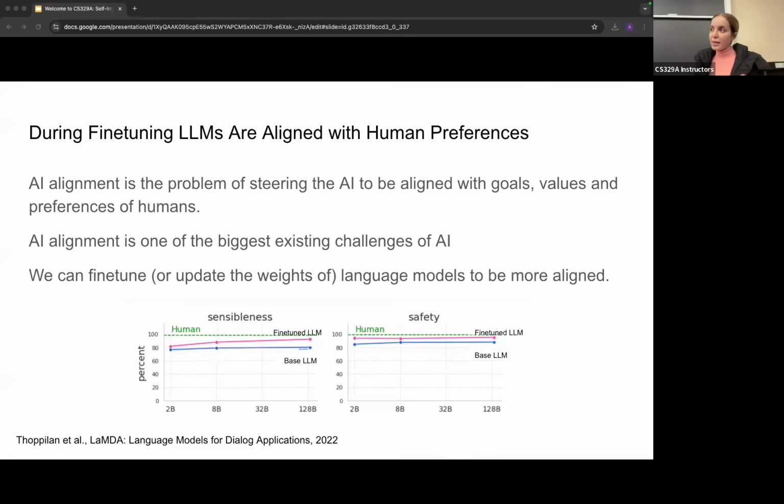But it turns out that we can make huge strides towards this alignment by fine-tuning the model to be aligned with human preferences. For example, in this graph, what we see here is that if we have a base LLM that is just pre-trained, the sensibleness or the safety of the model at each parameter size is much lower than if we start fine-tuning them and bringing in human preferences in the loop.